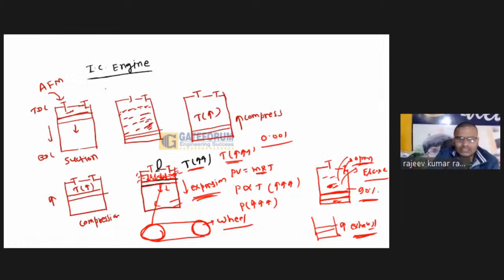The same thing will be in the diesel cycle, but in the diesel cycle, what happens, my dear friends? This is called a spark ignition engine, or you can say this is the Otto cycle, or SI engine, whatever you can say. Now, if you talk about the diesel cycle.